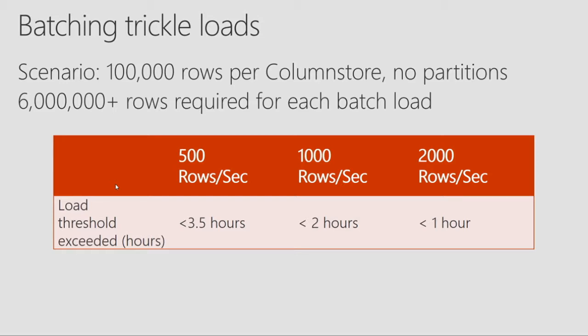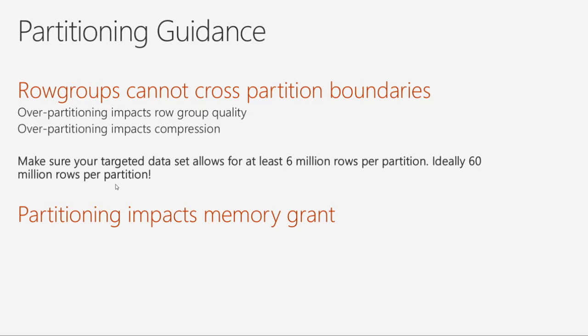If you have an incoming rate of 1,000 rows per second, you're looking at roughly half of that, which is 2 hours. With 2,000 rows, you're looking at a batch window of 1 hour. So this sort of gives you a way to compute how long you should collect your changes for before you start loading your data warehouse column store.